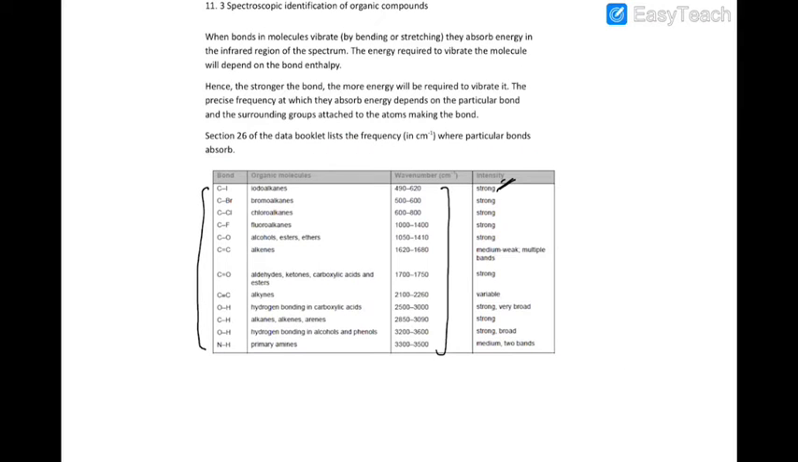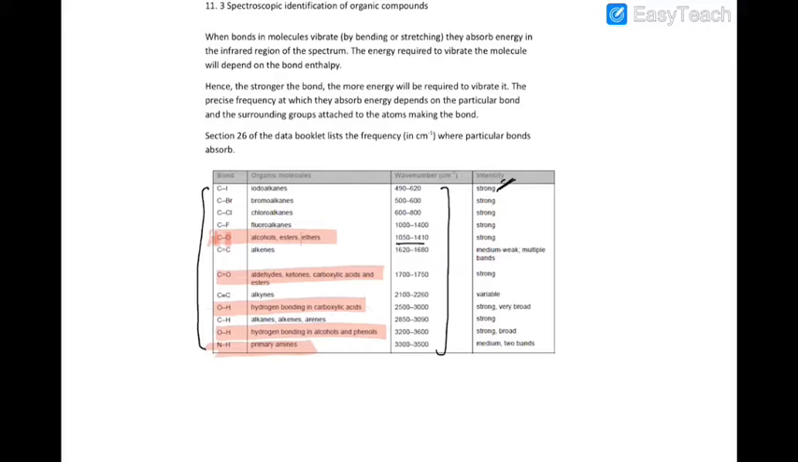But among this list, the important bonds that you should be able to identify are the CO bond, the OH bond, the NH bond, this one. So these are the main bonds. Sometimes this is also very useful. So these are the main bonds that you should be able to identify.